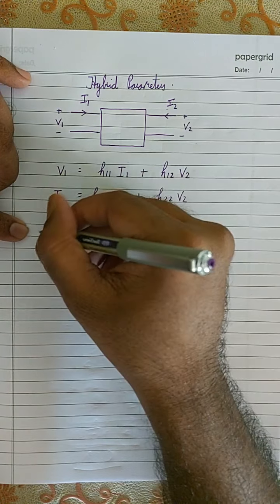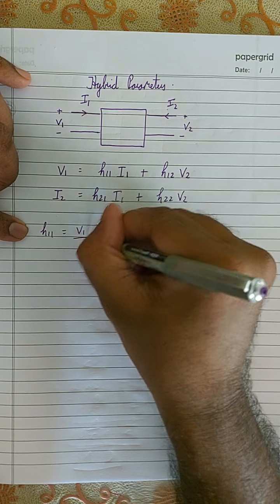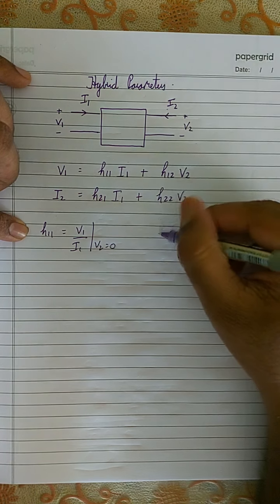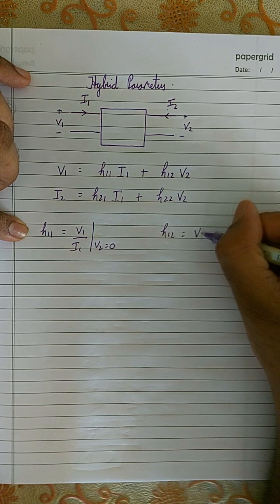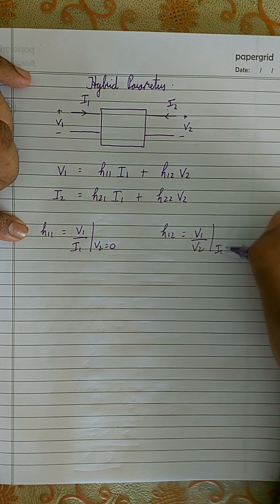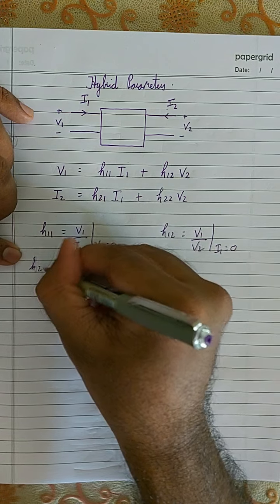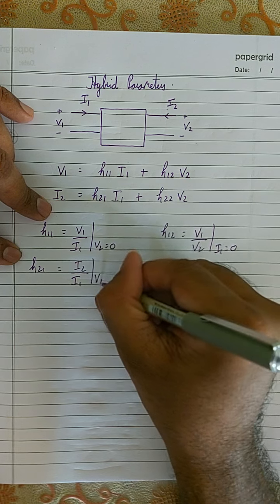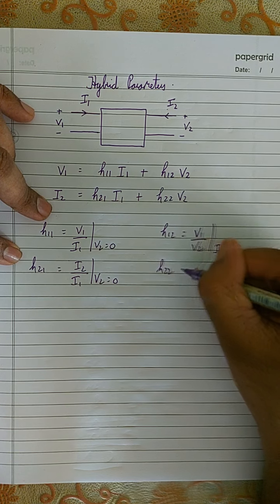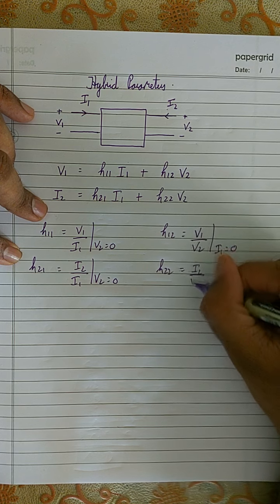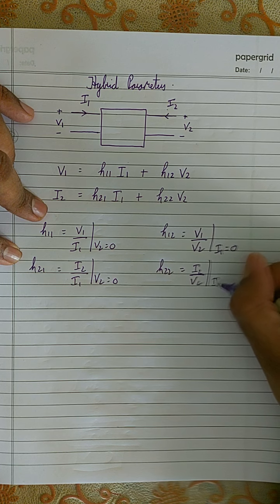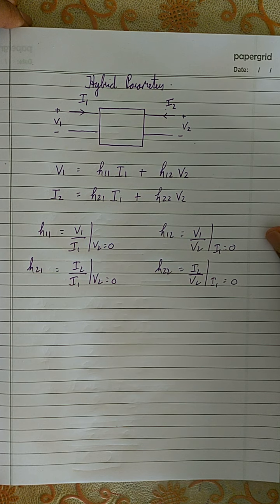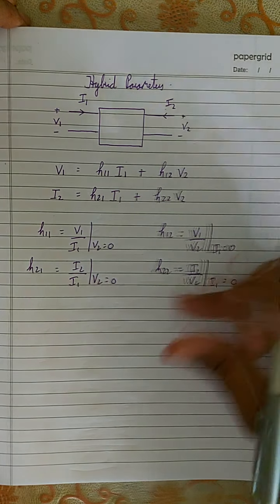So what is the equation for H11? H11 is equal to V1 by I1, and the condition is V2 should be equal to 0. What is the equation for H12? H12 is equal to V1 by V2 when I1 is equal to 0. H21 is equal to I2 by I1 when V2 is equal to 0, and H22 is equal to I2 by V2 when I1 is equal to 0. So this is the definition of hybrid parameters, and this is how we find the equations and the values of hybrid parameters.